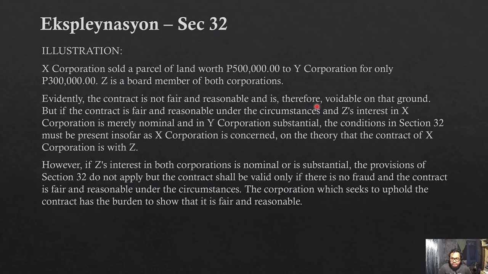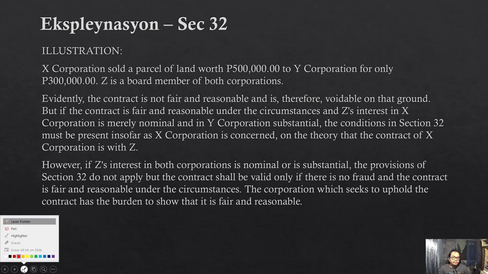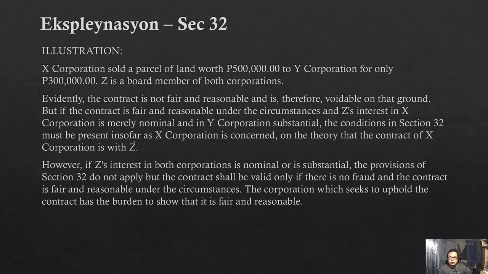Substantial yung ownership niya kay Z. Kaya, since substantial yung ownership ni Z kay X, I mean pala, matatrato na yung, mas maganda yung drawing eh. Saan dito? Oh, substantial, saan yun? Presence of risk is concerned on the theory of. Saan yun? Kay Y siya, substantial. So, ibig sabihin natin itong si Y. Okay? Ito si Y. Ito naman si X.